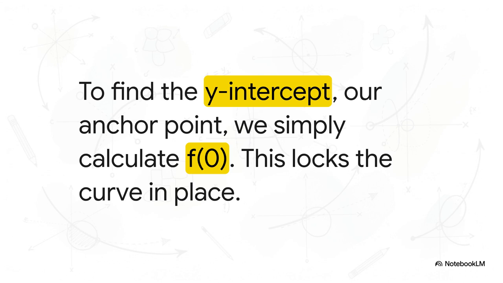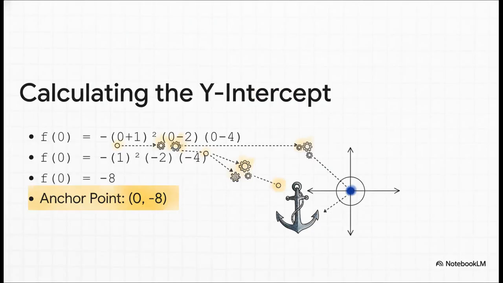To find the y-intercept, all we have to do is plug in 0 for every single x in the function and just see what number pops out. So f of 0 is negative times 1 squared times -2 times -4. You multiply all that out, and it simplifies to -8. So we know for a fact the graph has to pass through the point (0, -8). This is what anchors our curve between those two zeros at -1 and 2.